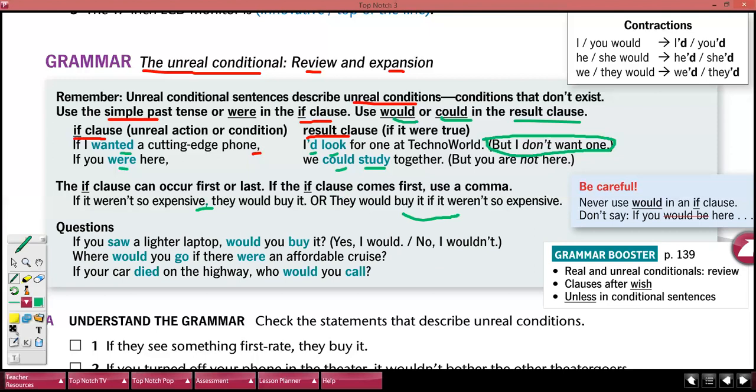Now we have it for the questions. If you saw a lighter laptop, would you buy it? Yes, I would, or no, I wouldn't, as you wish. Where would you go if there were an affordable cruise? If a car died on the highway, who would you call? So if you check, we have the same option to use the if first or later. And again, we follow the same rule: if it is first, we use a comma. If it is later, we don't use it.